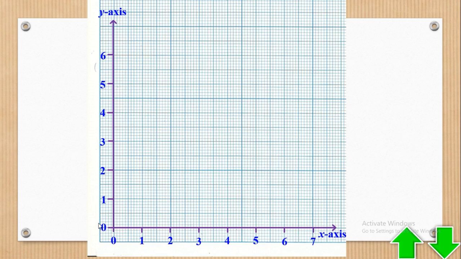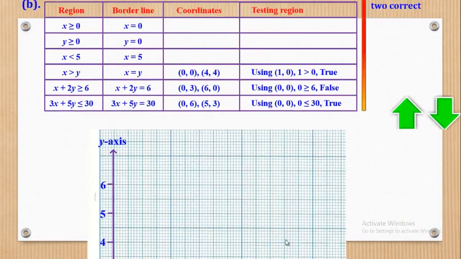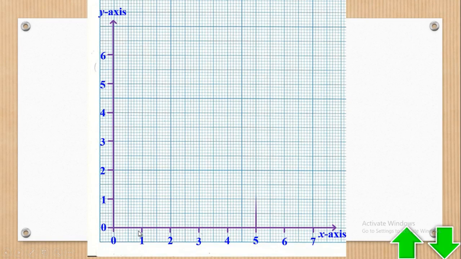Okay, so now that we have that, next is to plot. What we are going to plot, you have to plot these lines. First of all, we need this line x equal to 5. So we'll come at 5 and draw just a vertical line. So x equal to 5 is a vertical line through the coordinate of 5.